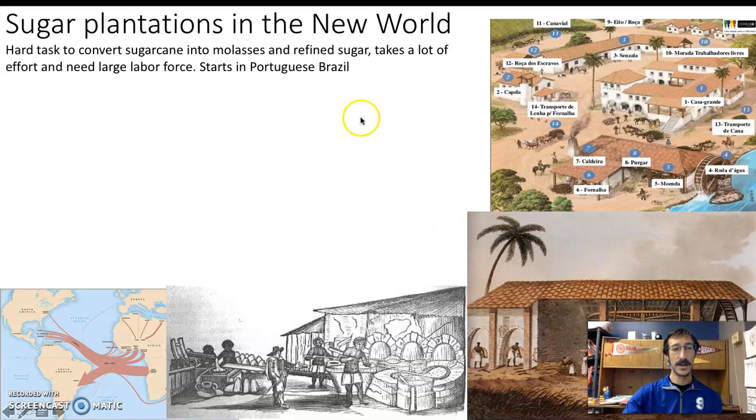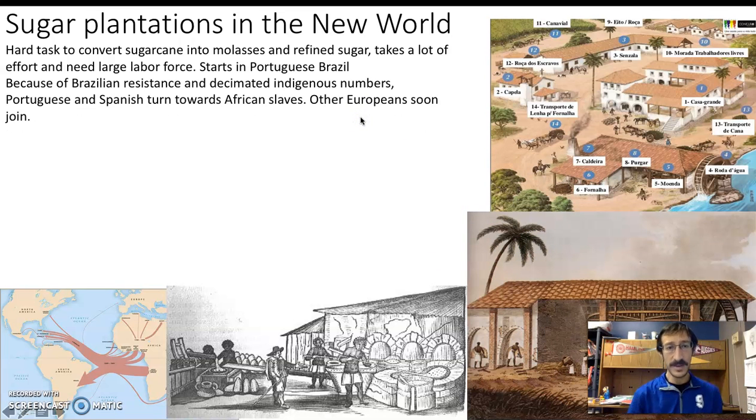Because there's a lot of resistance to the Portuguese in Brazil and decimated indigenous populations, in order to make this profitable, what they have to do is bring in manual labor, in this case enslaved labor, as we'll expand upon much more when we get to chapter 25 and the Atlantic slave trade. We're going to briefly mention things here. Use of African slaves, and then the other Europeans will join in.